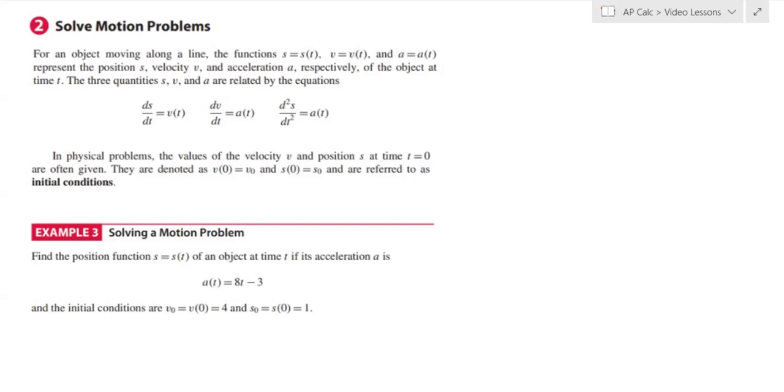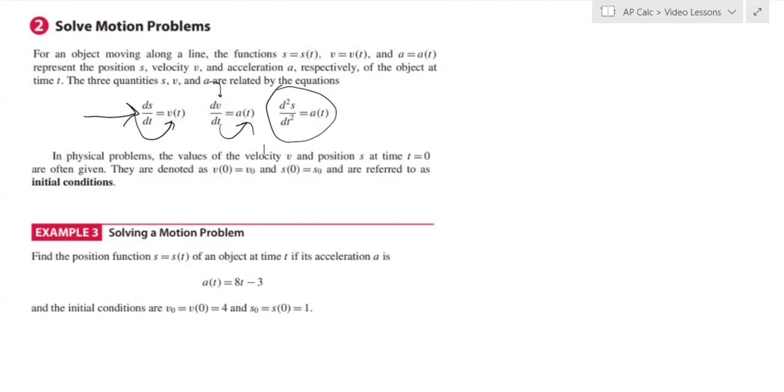So these three quantities are related because the derivative of s, or the derivative of position, is velocity, and then the derivative of velocity is acceleration. And since velocity is the derivative of position, then acceleration can also be thought of as the second derivative. Acceleration can be thought of as the second derivative of position. Okay, so those are very important relationships.